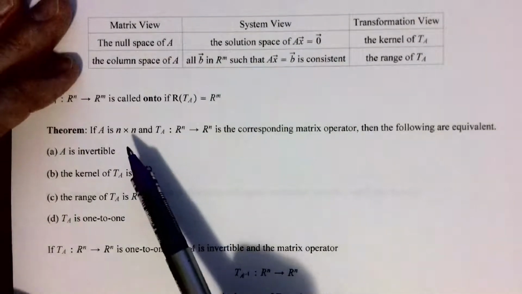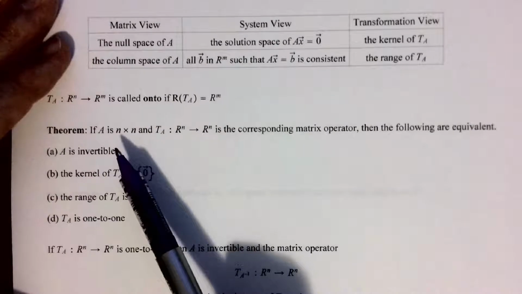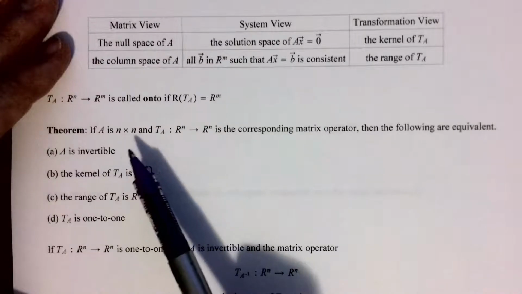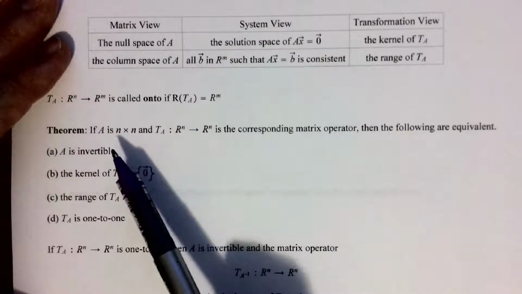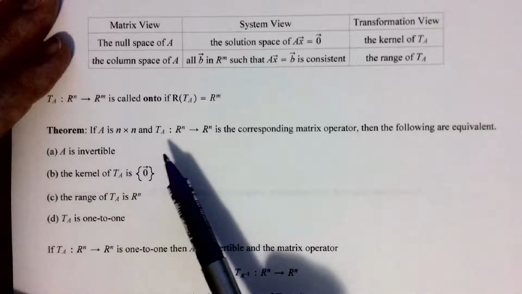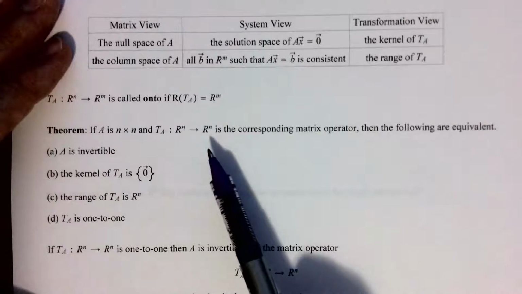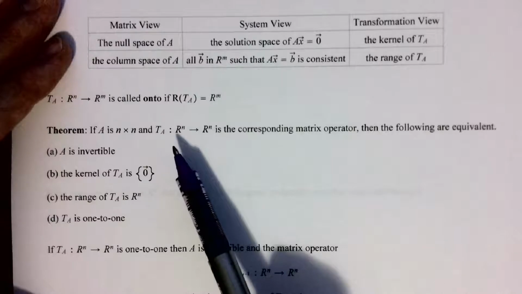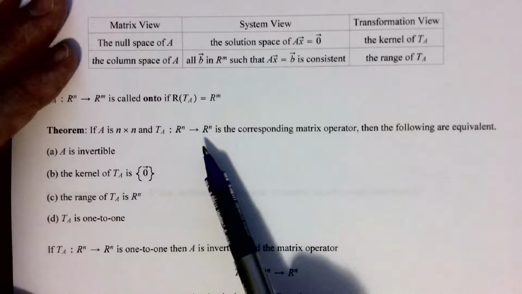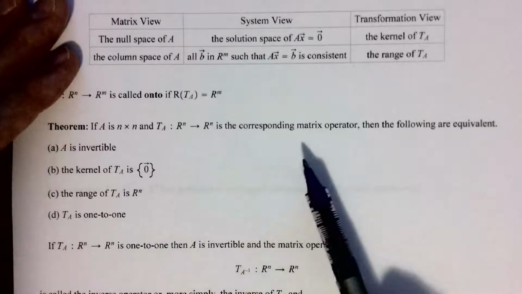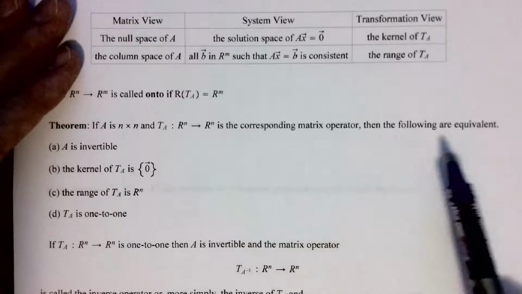If A is what? Notice now it's not m by n, not general. It's n by n, a square matrix. And T sub A from n space to n space, right? It's an operator in n space. Codomain and domain are the same. If that's the corresponding matrix operator, then the following are what?